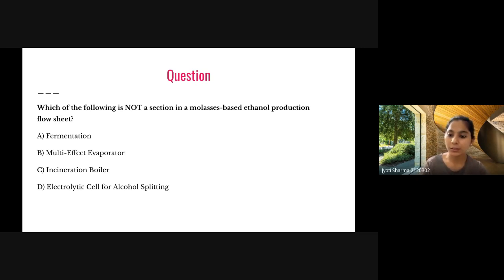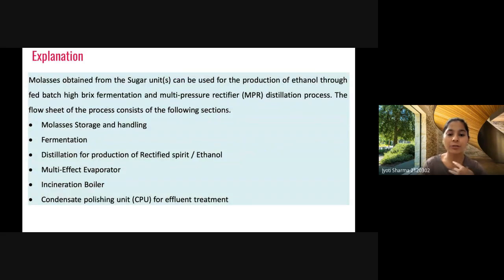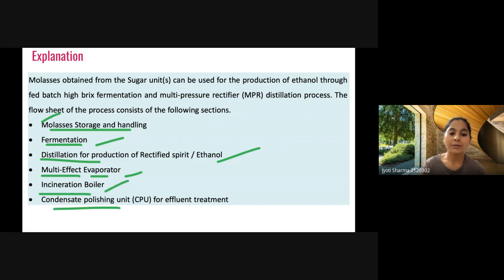Okay, so you both gave me D answer. Yes, so D answer is the right one because we already have the flow sheet, and that flow sheet has some sections. First we have to store and handle the molasses, then we have to do the fermentation, then we have distillation, then we have multi-effect evaporator. We will talk about this. We also have incinerator boilers and CPU, condensate polishing unit. So this will form the whole flow sheet of the distilleries, right?